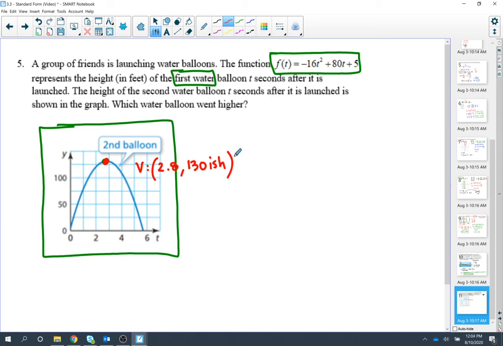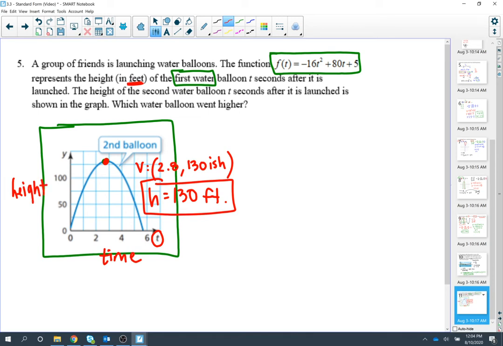Did it go 2.8 or did it go 130? And the height is about 130 feet. And that is the second water balloon. Now, if you notice, this has a t, so this is your time in seconds. So at 2.8 seconds, the water balloon is 130-ish feet in the air. That is what's going on graphically. And then this would be your height.